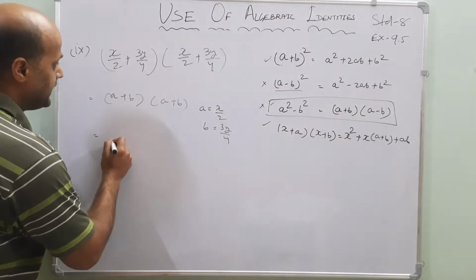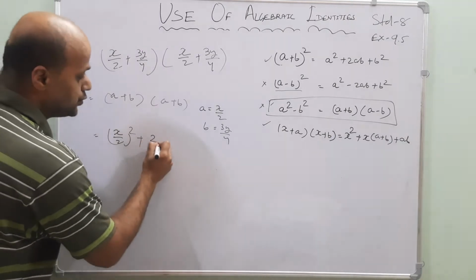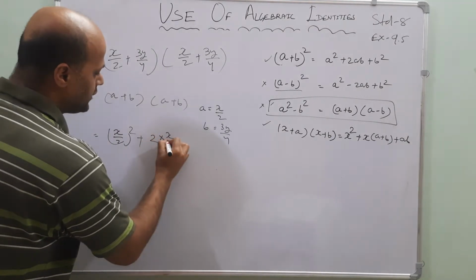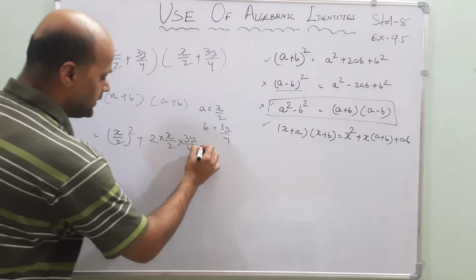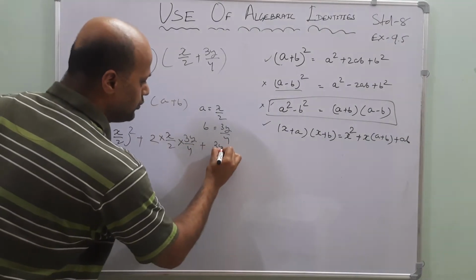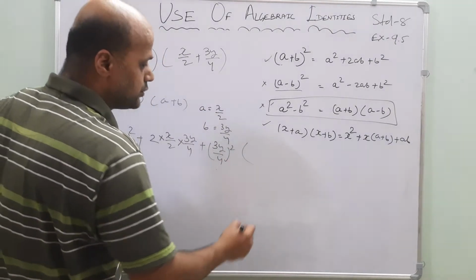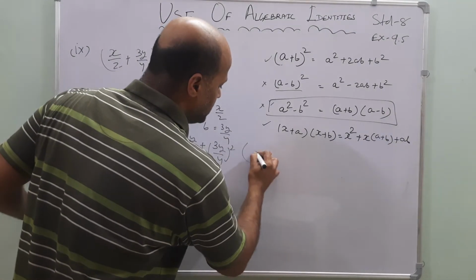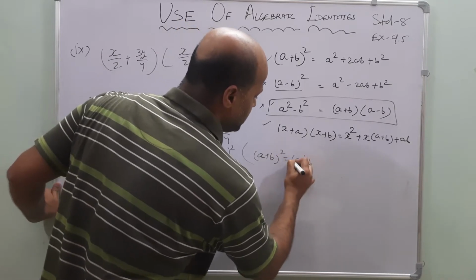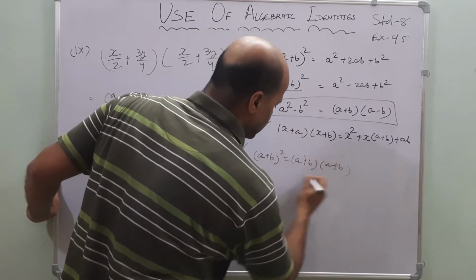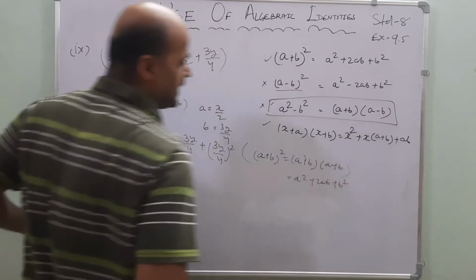A square, that is x by 2 whole square, plus 2ab, 2 into x by 2 into 3y by 4, plus 3y by 4 whole square. You have to write the statement first: A plus b into a plus b, that is a square plus 2ab plus b square. This is the answer you will receive.